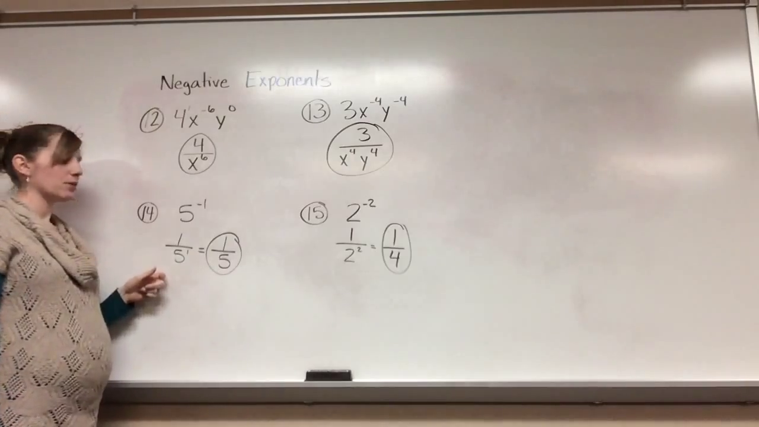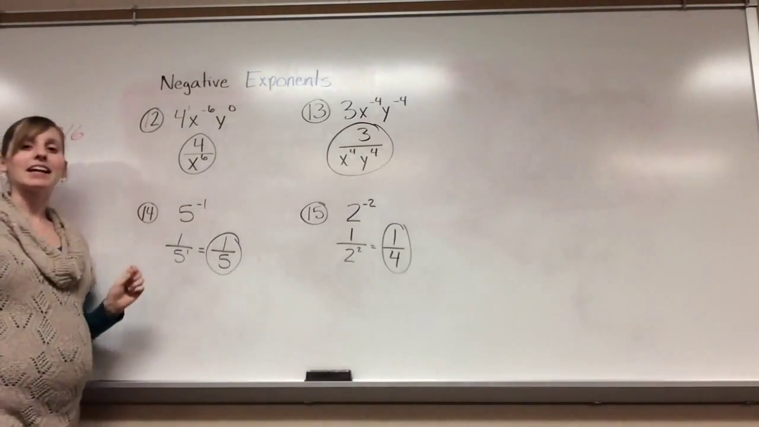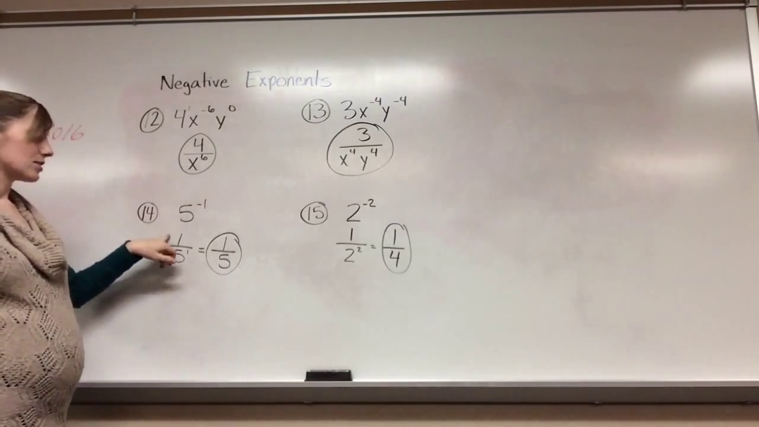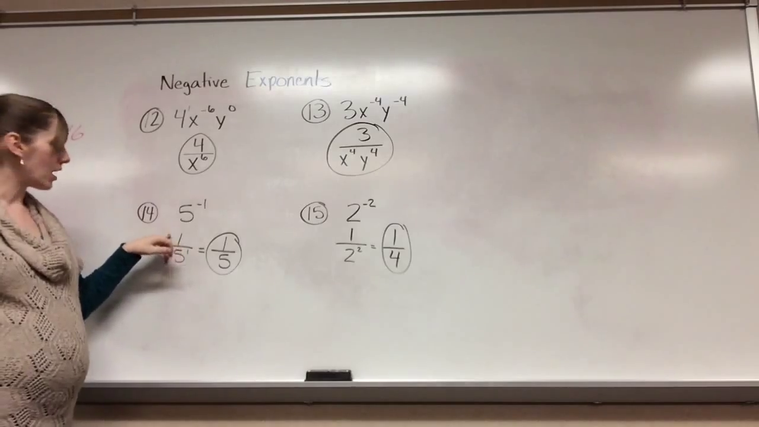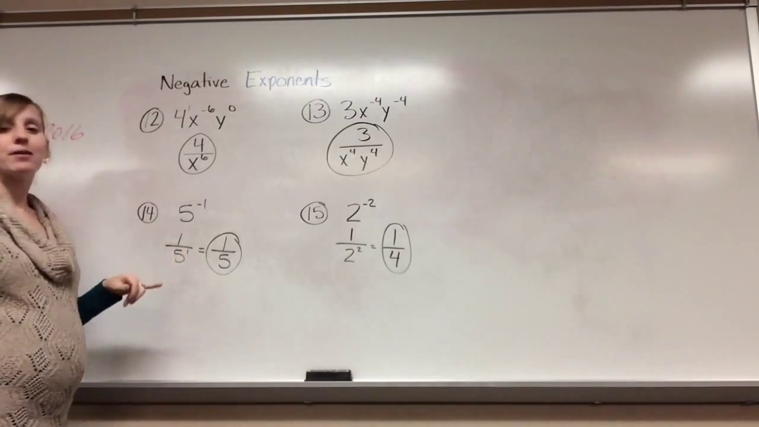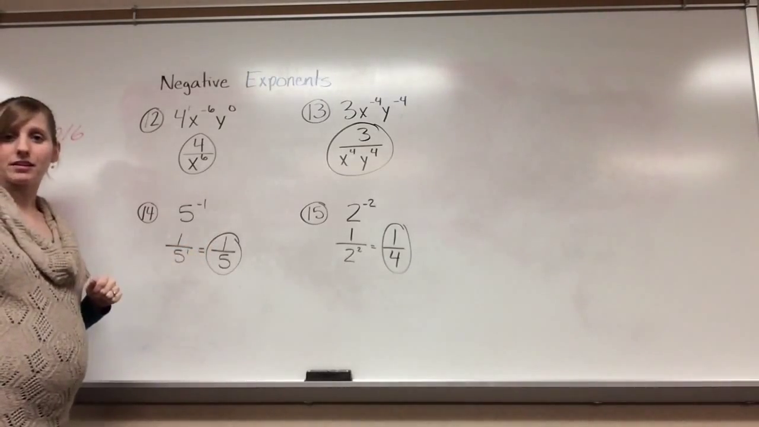For problem 14, we went back to just the numbers. I have 5 to the negative 1. Again, a negative exponent means it goes to the denominator of the fraction. Because there was nothing at the top of my fraction, I put a 1 in the numerator. 5 to the first power is the same thing as just 5, so my answer is 1/5.